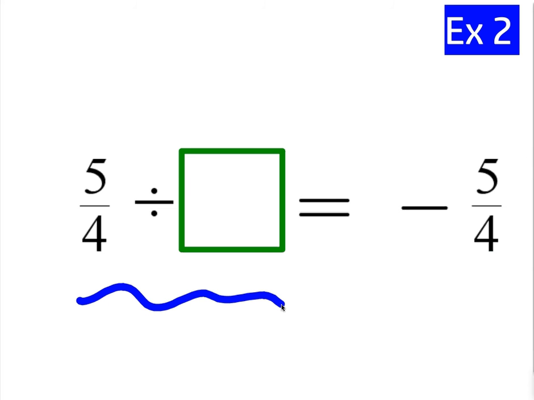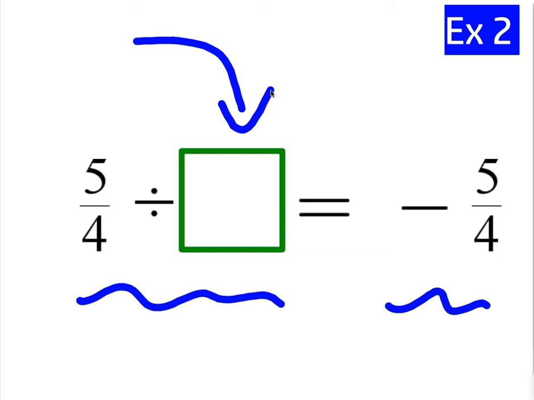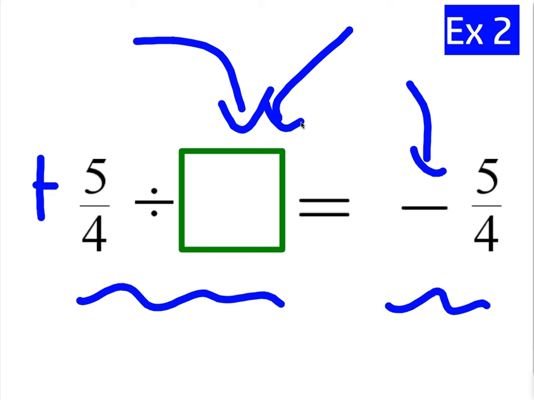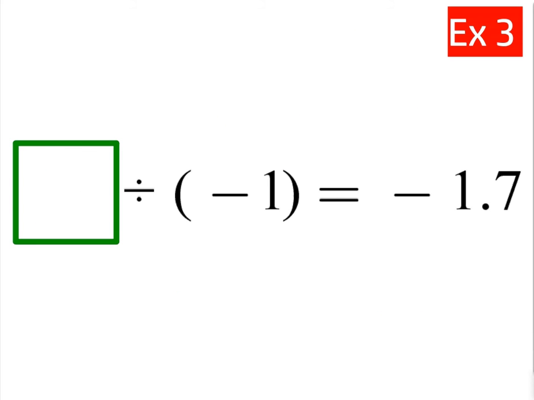5/4 divided by what number gives you negative 5/4? Well, if I started with a positive and I ended up with a negative, then this answer right here must be negative, right? And it can only be one thing. The answer is negative 1.